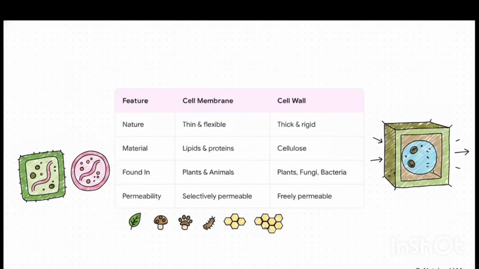If we put these boundaries side by side, it makes total sense. The cell membrane is thin, flexible, and living. It's made of those lipids and proteins we just talked about, and it's in both plants and animals. But the cell wall, that's an extra outer layer found only in plants, fungi, and bacteria. It's thick, it's non-living, and it is completely rigid because it's made of a tough carbohydrate called cellulose. So when a plant takes in a ton of excess water, that rigid cell wall acts like a strongbox. It physically stops the cell from bursting and keeps the whole plant standing tall.